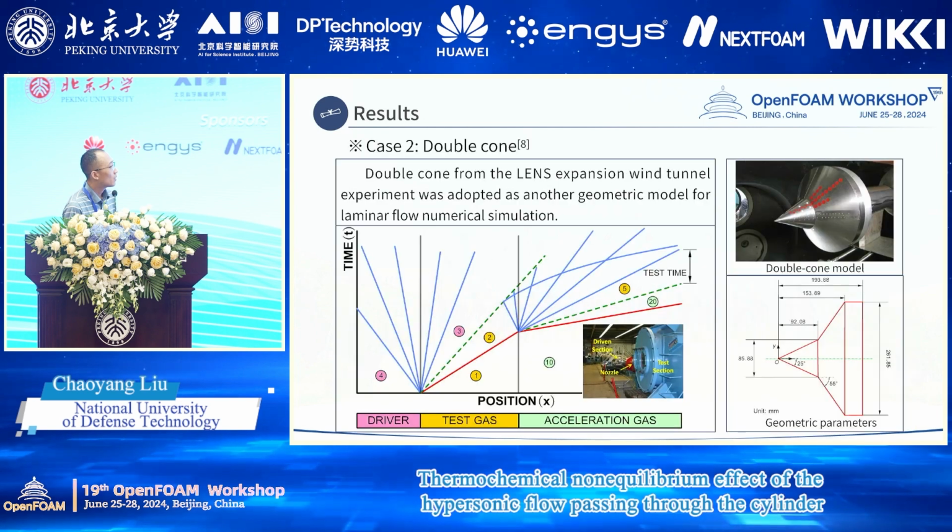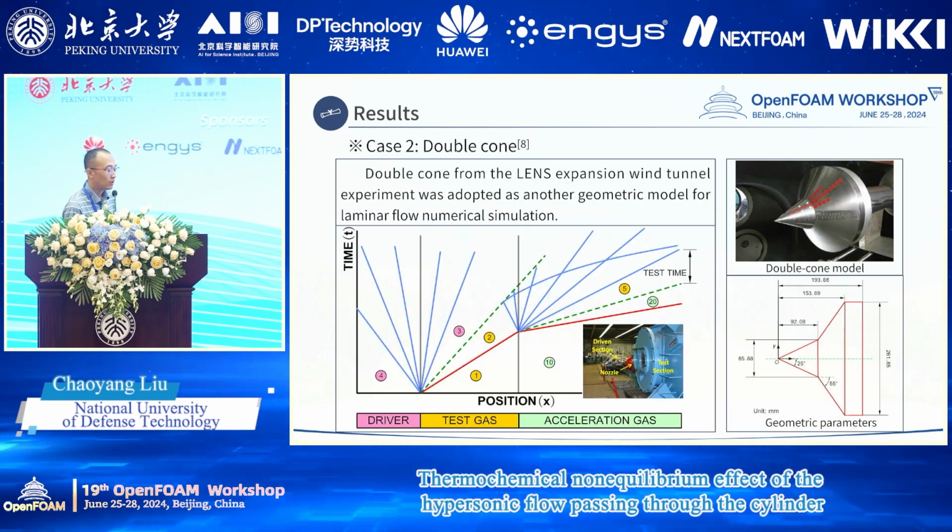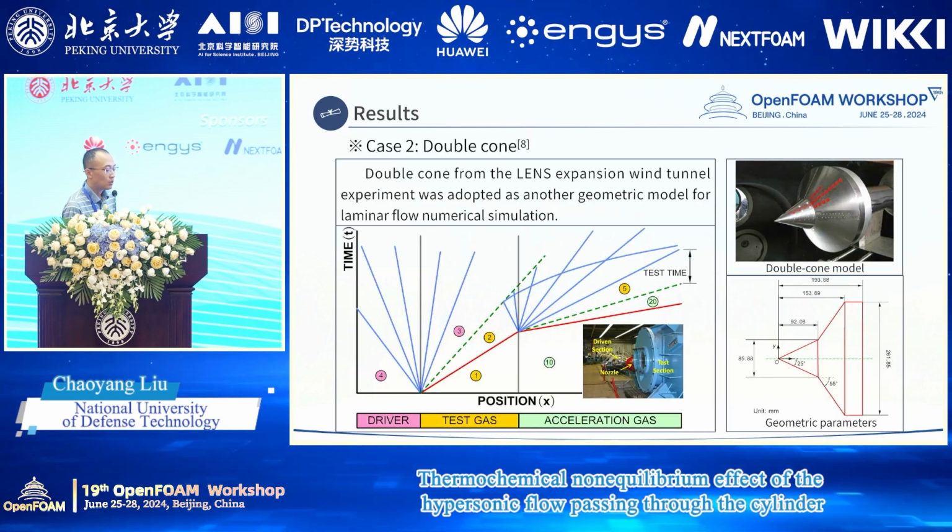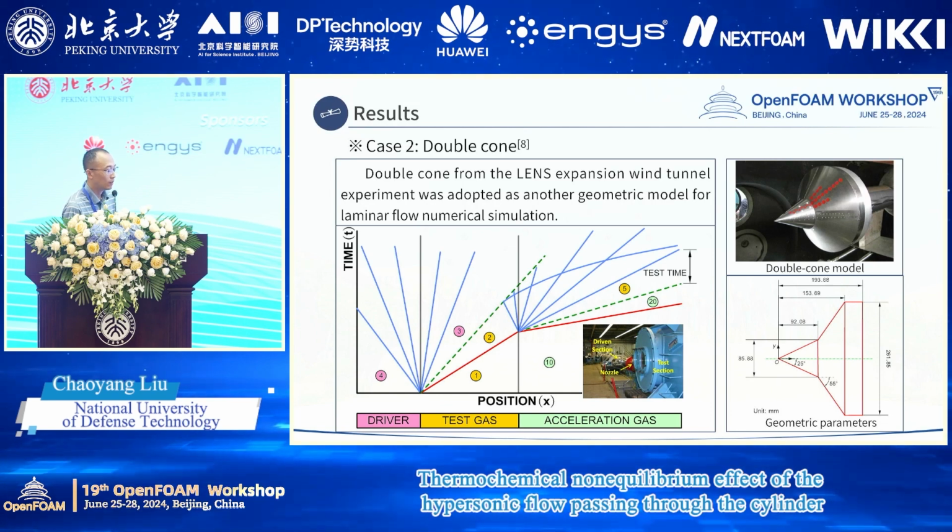Another case is the double cone. The physical image and the geometry scale are shown in the image on the left side.